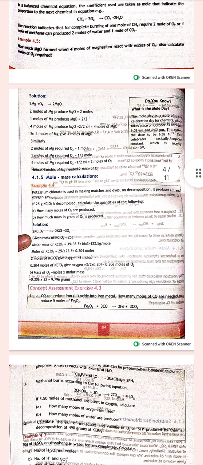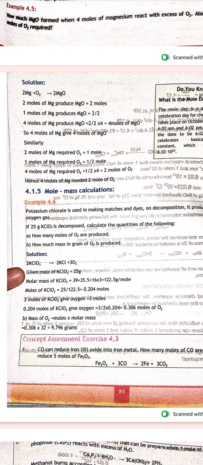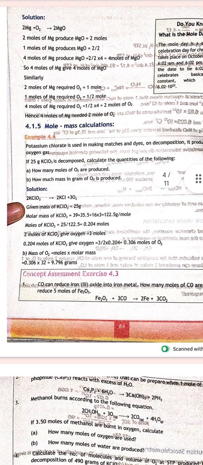So let's begin. 2 Mg + O2 gives 2 MgO. So 2 moles of magnesium produce 2 moles of MgO, and 1 mole will produce 2 by 2, and 4 moles will produce 4 moles of MgO. So 4 moles of Mg will give 4 moles of MgO. Similarly, to calculate the oxygen, we see that 2 moles of magnesium require 1 mole of oxygen, and 1 mole of magnesium requires 1 by 2. So 4 moles of magnesium need 1 by 2 into 4, that is 2 moles. That's how we perform the mole calculations.